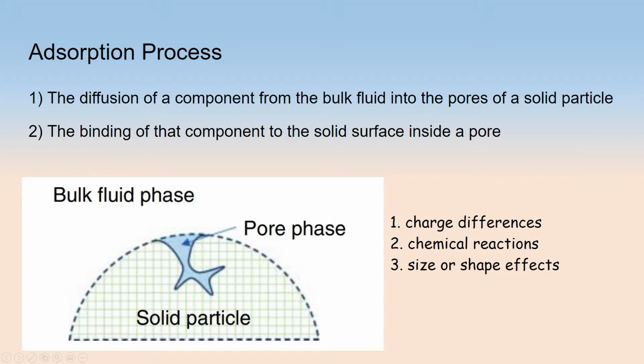Let's talk about adsorption. Gas adsorption occurs when gas molecules interact with solid materials and are retained by the adsorbent. The adsorption can happen because of variable reasons, such as charge difference, chemical reactions, and size or shape effects.